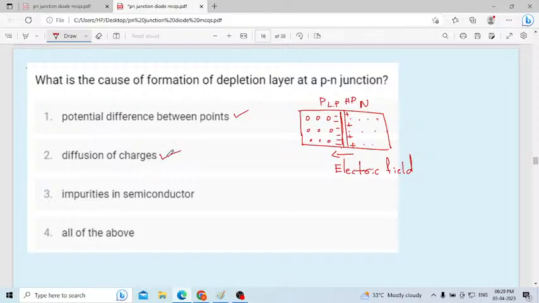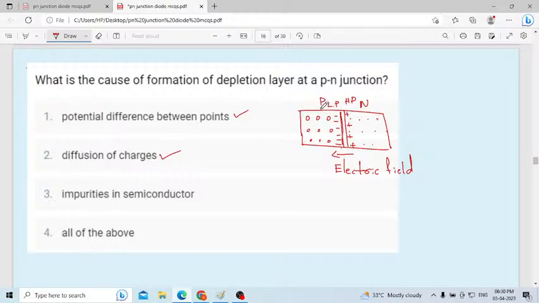Diffusion of charges, yes, this one also you can see in the formation of charges. When the electrons move and are neutralized with the holes, the electron loses its charge, therefore it becomes positive. Holes gain charge, therefore they become negative. Both positive and negative get neutralized, correct? Then diffusion of charge, otherwise movement of the charge, everything is the same.